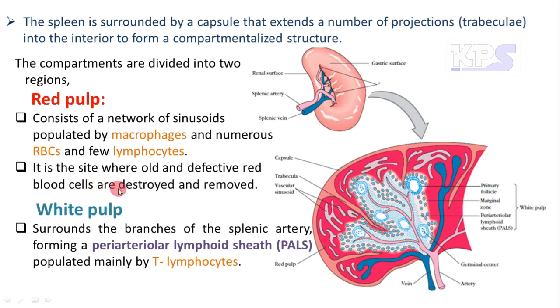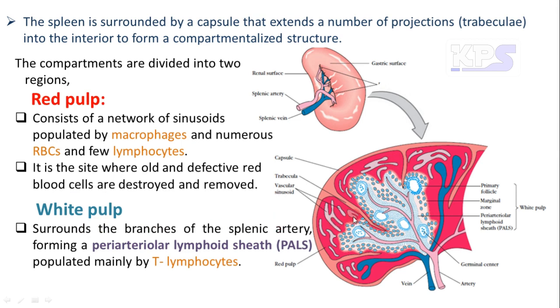It is the site where old and defective red blood cells are destroyed and removed. This is the site of destruction and removal of RBCs. The lifespan of an RBC is about 120 days. After those 120 days, the RBC gets destroyed within the red pulp of the spleen.